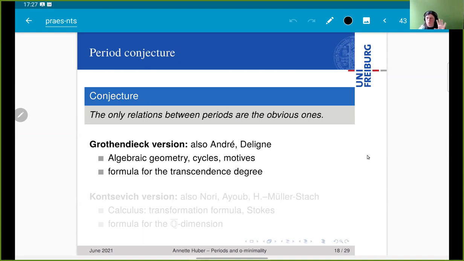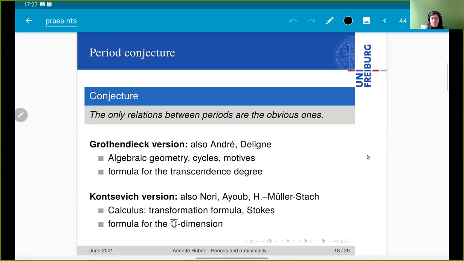It relies on cohomology and on motives. But then Kontsevich formulated a version of the period conjecture that a priori has a very different flavor. This point of view was really developed by Nori. There's work of Ayoub, who actually proved it in the function field case, and it is also spelled out in my book with Stefan Müller-Stach. So this version of the period conjecture has more of a calculus flavor.